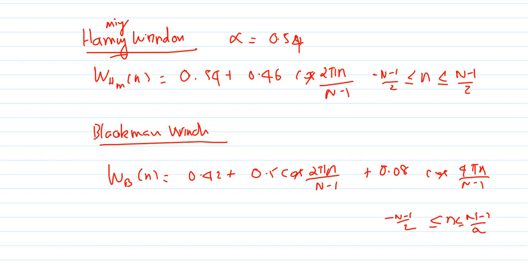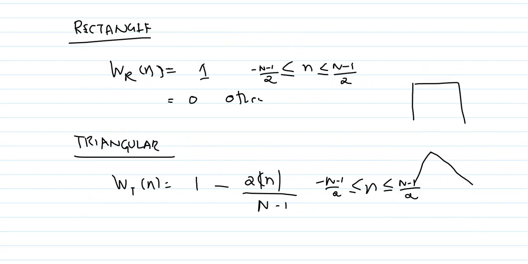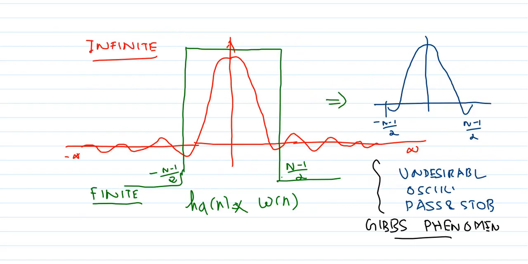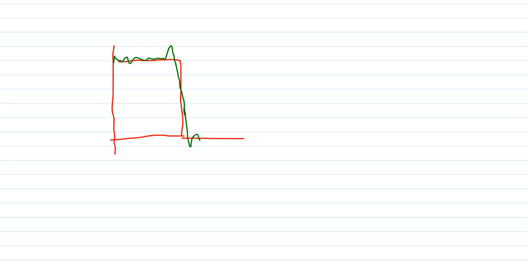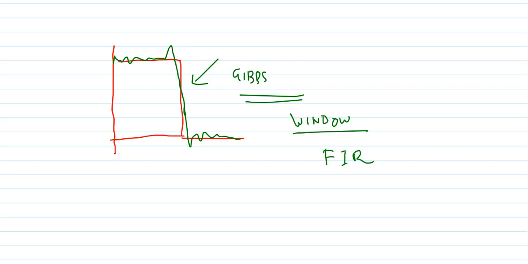All these windows are basically trying to reduce the Gibbs phenomenon. In the Gibbs phenomenon, you get these undesirable oscillations. If you see the pass band and the stop band, it ideally has to be like this, but due to the abrupt cutting you'll have oscillations. This is actually the Gibbs phenomenon, and with different windows we try to reduce it. That's how we design an FIR filter using the windowing method.